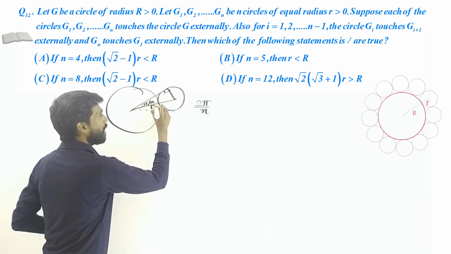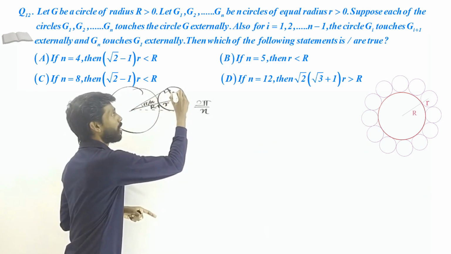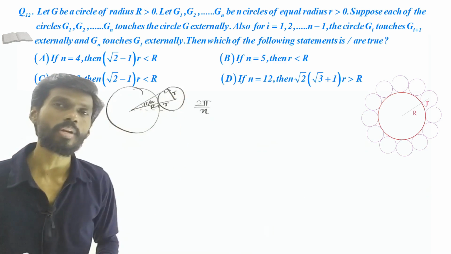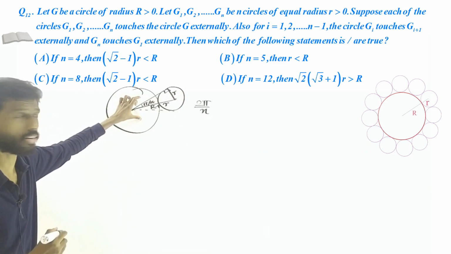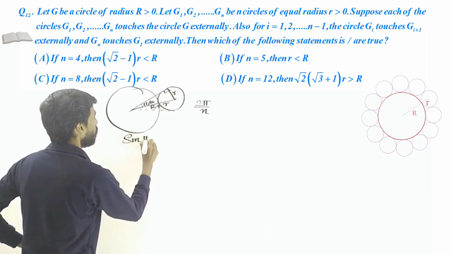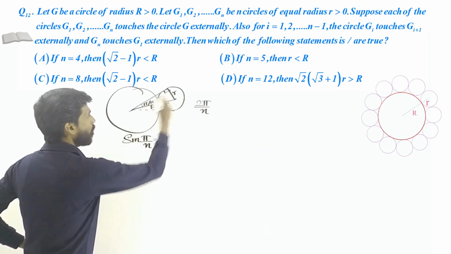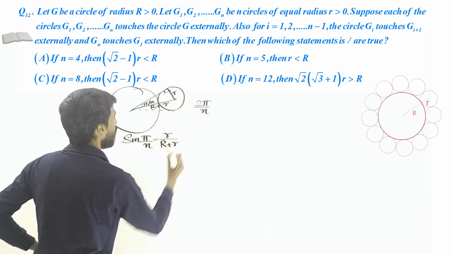So that is the radius of the bigger circle, the radius of the smaller circle, and this is the radius of the circle, small r, right? So these are the things known. So it is very simple geometry, basic trigonometry. So we can take sine theta. Sine of this angle, so sine of pi by n equals this opposite side, which is r, divided by this hypotenuse, which is capital R plus r, right?